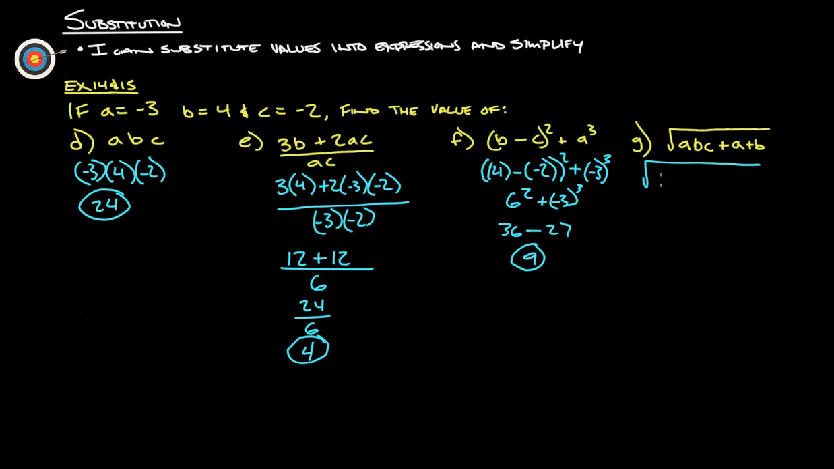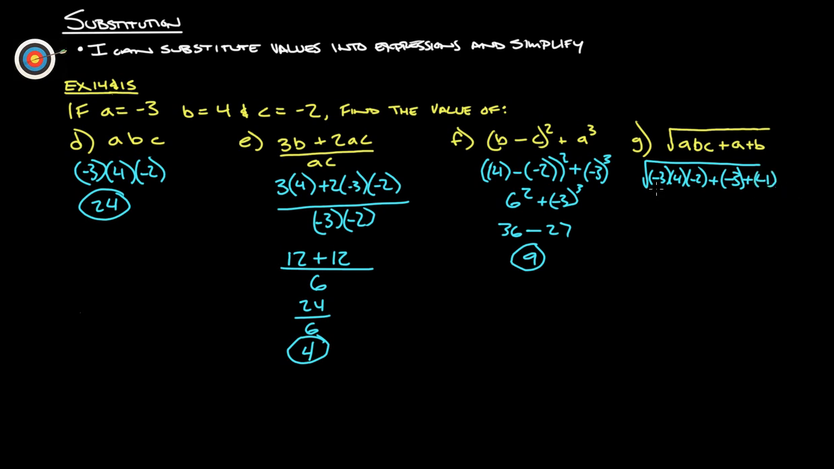of A times B times C, which we already did over there, but let's just pretend we didn't. So we got -3 times 4 times negative 2 plus A, which is negative 3, plus B, let's do parentheses just so we don't forget, plus B, which is 4.